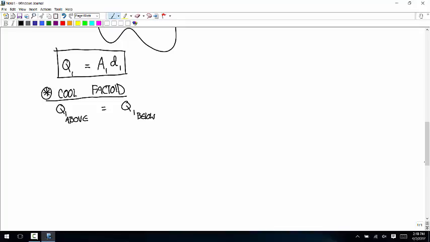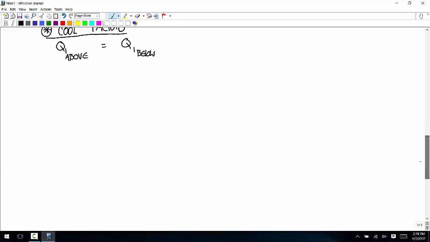So if there's ever any reason that it's easier to calculate below, you can do that. Let's do an example.